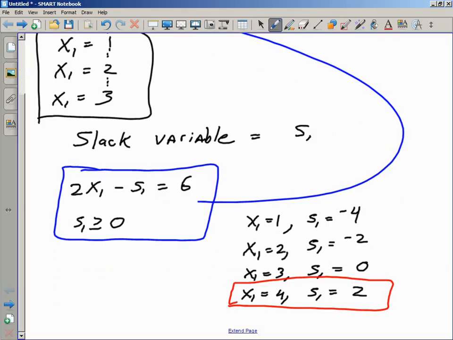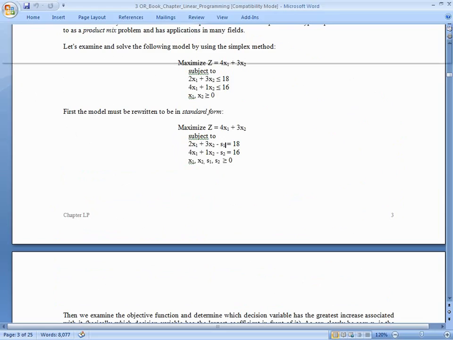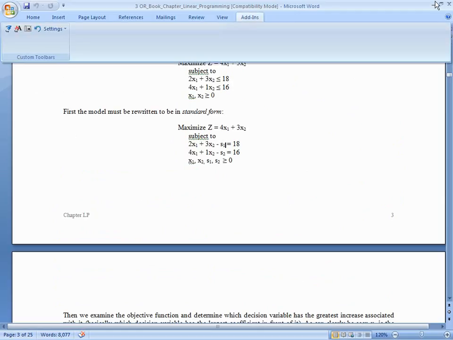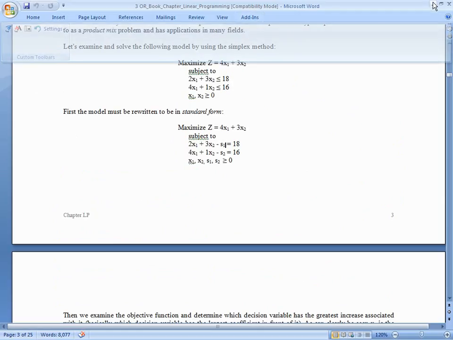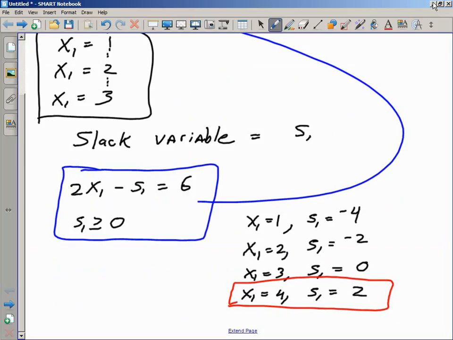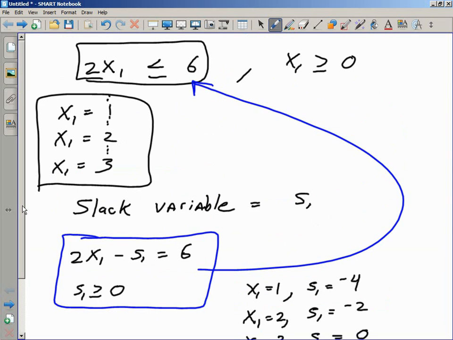Wait a minute. What did I just do here? I think I messed up. Did I say less than, minus? 2x less than 6, 2x minus 6. I picked a bad example. That's what I did.